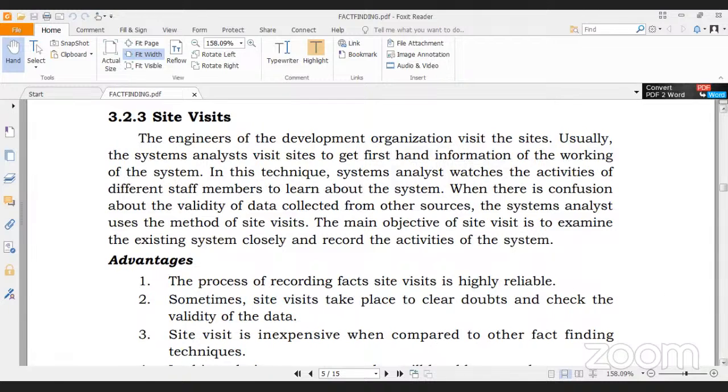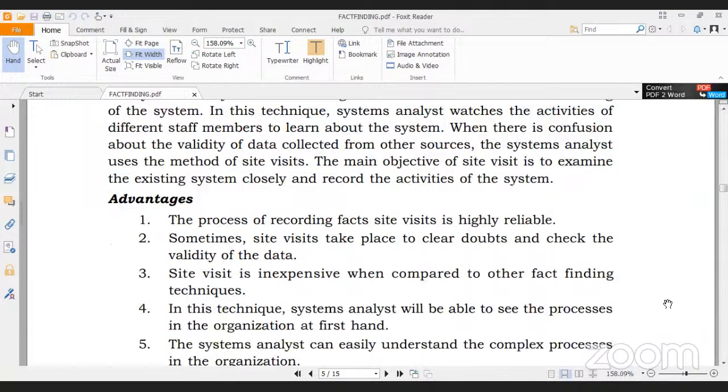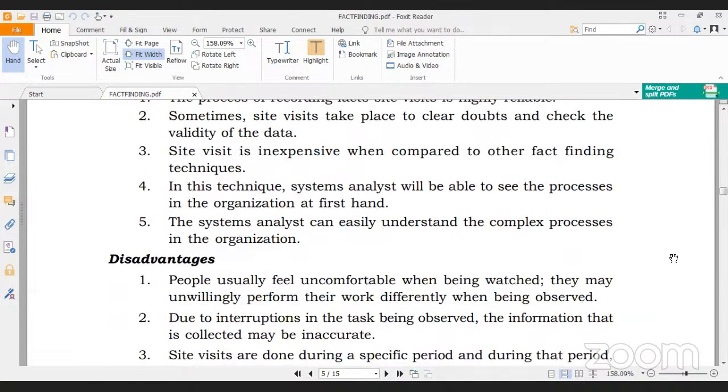And sometimes the site visits take place to clear doubts and check the validity of the data. Site visit is inexpensive when compared to other fact-finding techniques. But the most important disadvantage is that most of the time, the client side, the stakeholders, the users, the customers, feel uncomfortable. They feel uncomfortable because they want to hide something which they will not be able to hide. So they will not be comfortable. That is the psychological problem.